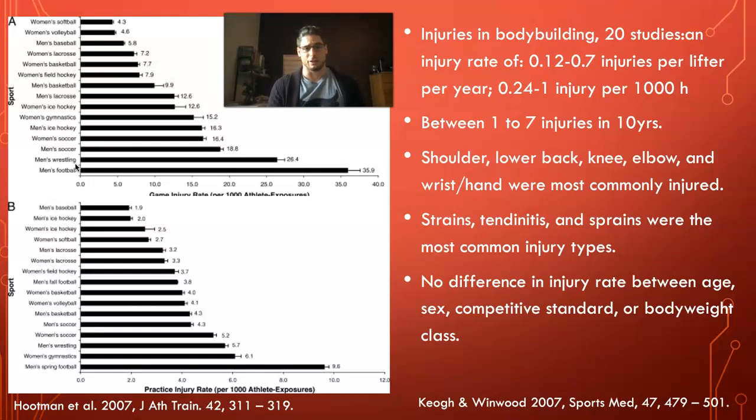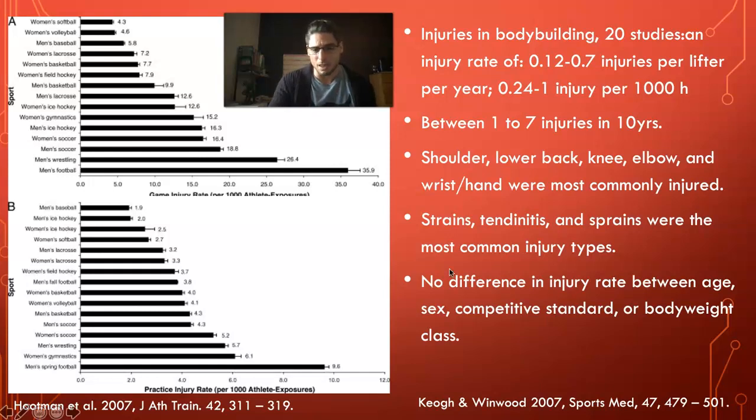When it comes to bodybuilding, though, bodybuilding is a fairly safe activity. It's a fairly safe pursuit, and you can see the injury rate is around 0.12 to 0.7 injuries per year, or 0.24 to 1 injury per 1,000 hours of lifting. So it's not particularly high. You're looking at around 1 to 7 injuries that someone's going to get in 10 years.